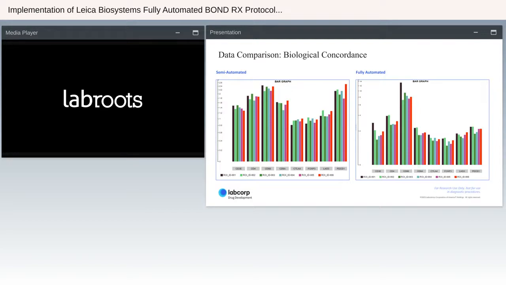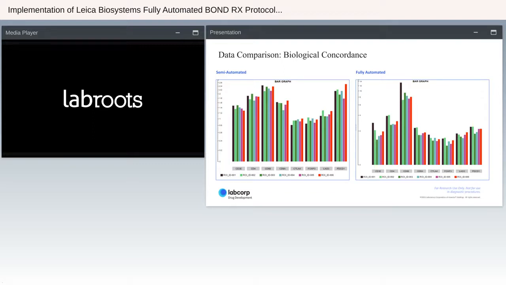But if you do look at the scale bars, you can see that we are getting the increase in counts for the fully automated run versus the semi-automated run. But we're seeing the same trends. We're seeing that CD86 is still much higher. So that biological concordance is preserved, and the PD1 is still higher than the rest of them. So we're seeing that same biological concordance, but we're seeing it at a much better scale. So we're getting higher counts, higher readouts, and therefore better signal intensity with the fully automated run.